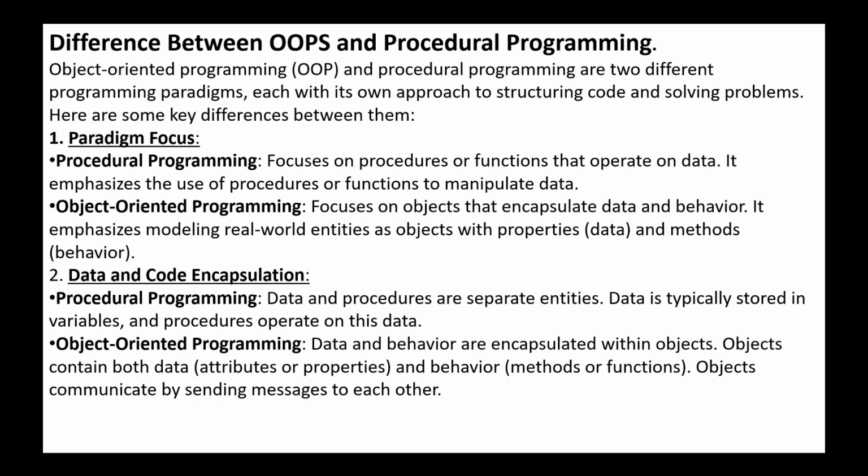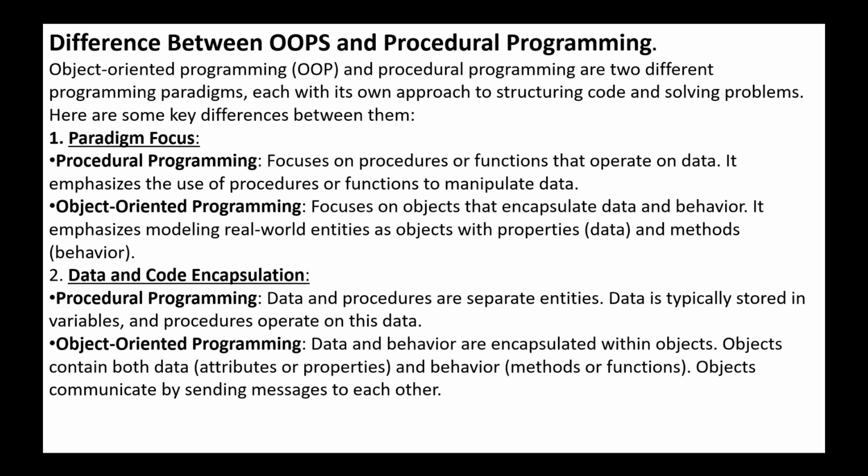Object-Oriented Programming, OOP, and procedural programming are two different programming paradigms, each with its own approach to structuring code and solving problems. Here are some key differences between them. 1. Paradigm focus. Procedural programming focuses on procedures or functions that operate on data. It emphasizes the use of procedures or functions to manipulate data. Object-oriented programming focuses on objects that encapsulate data and behavior. It emphasizes modeling real-world entities as objects with properties, data, and methods, behavior.